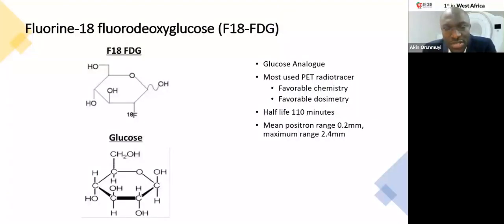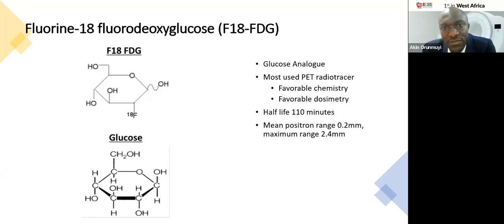So this just shows the similarity between glucose, that's normal glucose or sugar, and deoxyglucose. Basically, the hydroxyl group is replaced by fluorine-18, and it's introduced into the body. So the fluorine-18 can be used to track this sugar as it moves. And it's important because FDG is the most commonly used tracer in the world.